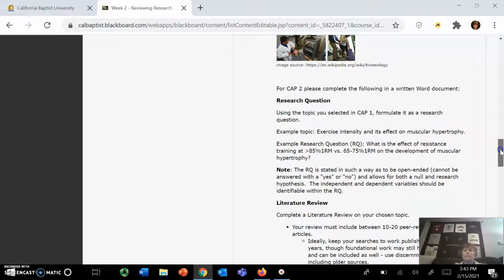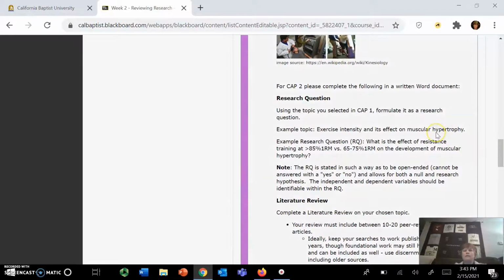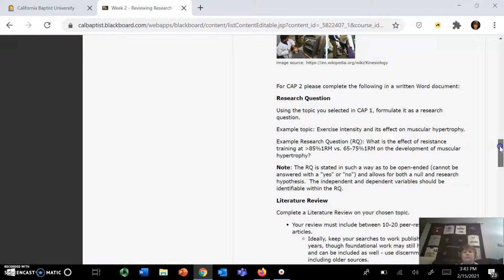Here's just an example of one of the topics: exercise intensity and its effect of muscular hypertrophy. And so I would turn that into a research question, and that's what you'll do from your topic. For this example, what is the effect of resistance training at 85% of 1 RM versus 65 to 75% of 1 RM on the development of muscular hypertrophy?